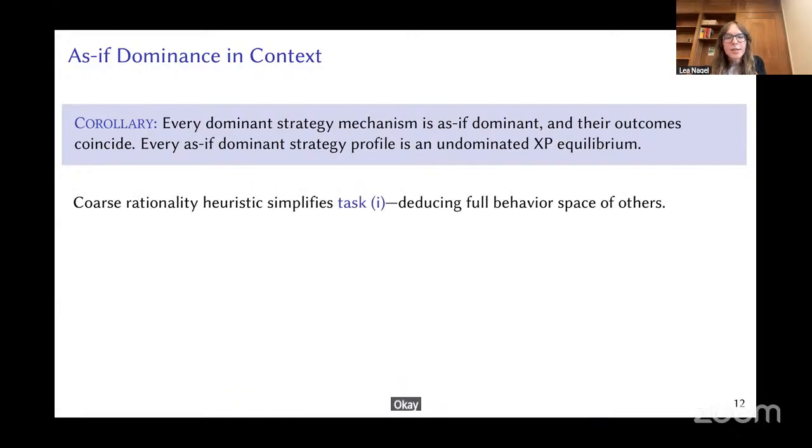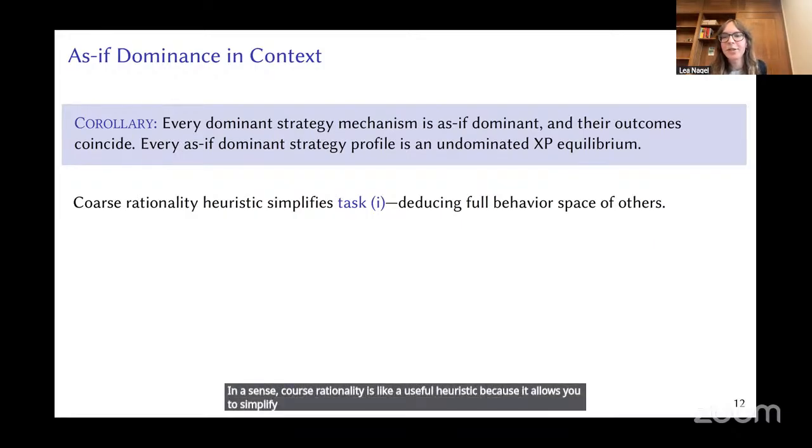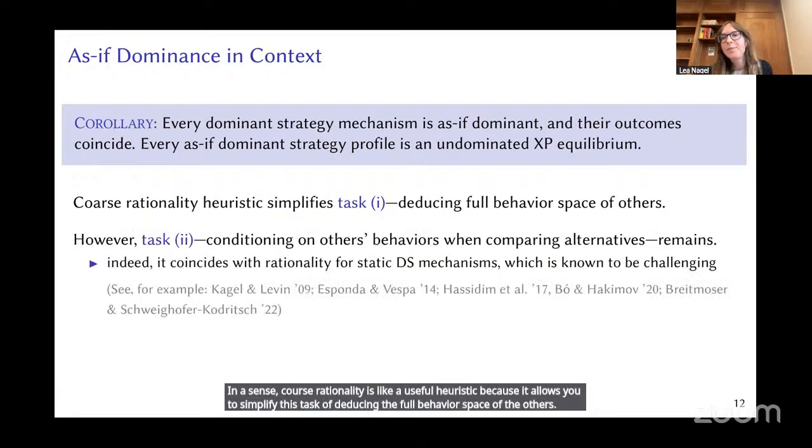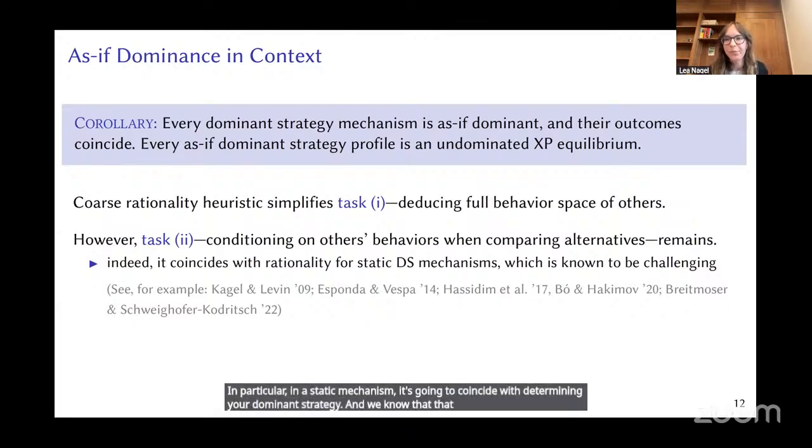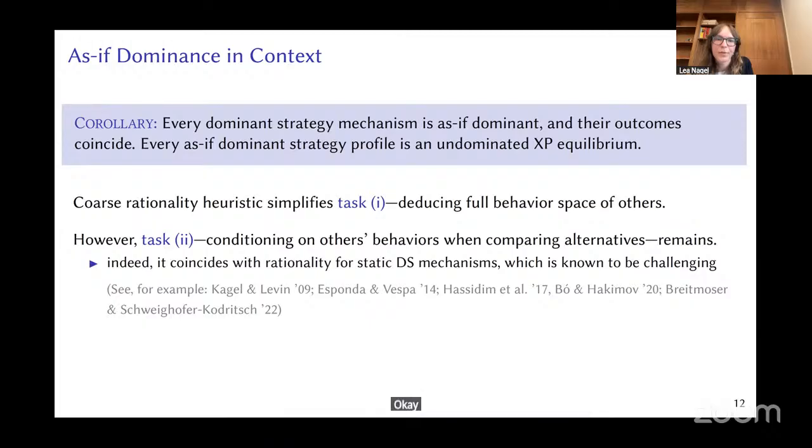So in a sense, coarse rationality is a useful heuristic because it allows you to simplify the task of deducing the full behavior space of the others. However, you potentially might still have to condition on the others' behaviors, the coarse behaviors, in order to identify your as if dominant strategies. In particular, in a static mechanism, it's going to coincide with determining your dominant strategy, and we know that that's in general hard. Great.